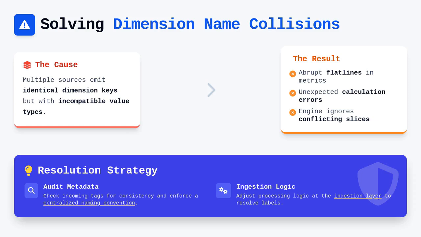If you find that one set of source agents is sending inconsistent labels, adjusting the processing logic at the ingestion layer is the only way to re-enable functional aggregations. Proper governance of dimension namespaces prevents these invisible errors that typically evade simple chart-level checks.